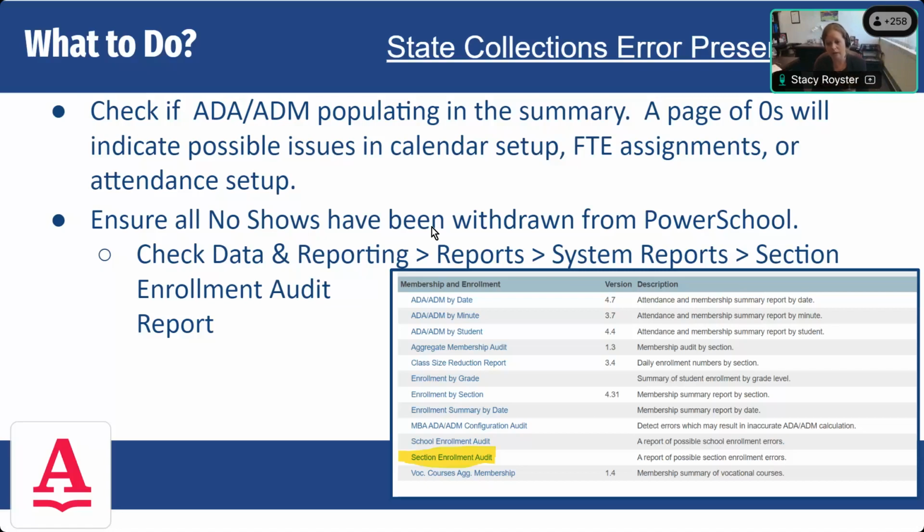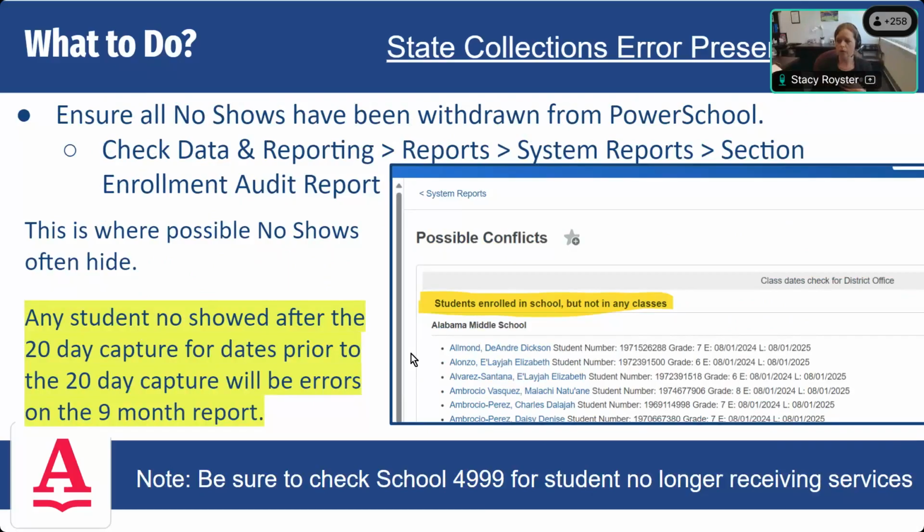There's actually a report inside of PowerSchool. It's in the system reports. It's called the section enrollment audit. If you go to data and reporting, reports, system reports, and scroll down to the membership and enrollment area toward the bottom of the page, click on this section enrollment audit. It will bring you a report that lists students who are enrolled in school but are not in any classes. There is also something that will say students have no schedule. That will alert you to these as well, so you can find them in AIM as well. But these kids need to be questioned. Why do we have them in here and they're not in any classes?